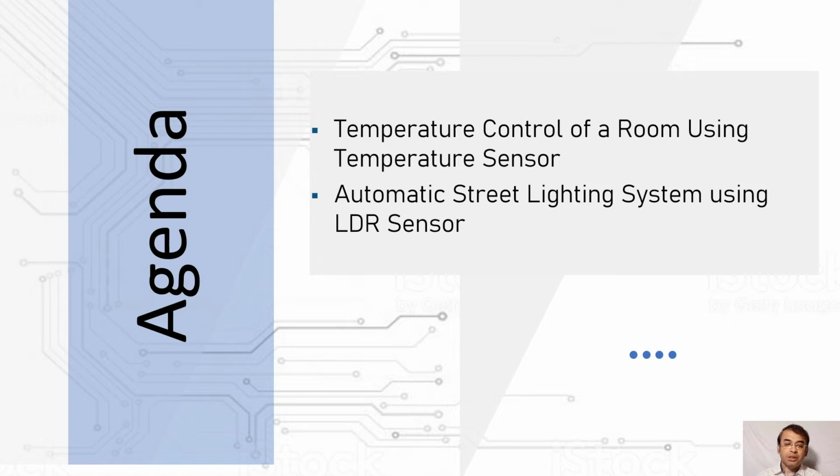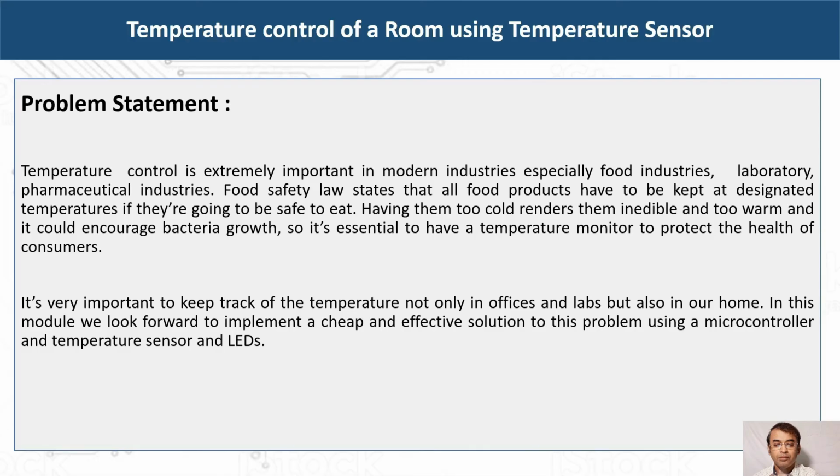Agenda of this session: temperature control of a room using a temperature sensor, and an automatic street lighting system using an LDR sensor. The first project is temperature control of our room using a temperature sensor.